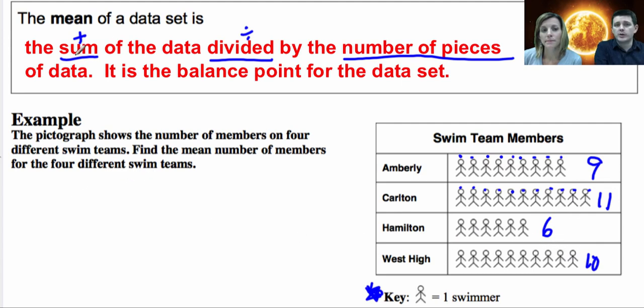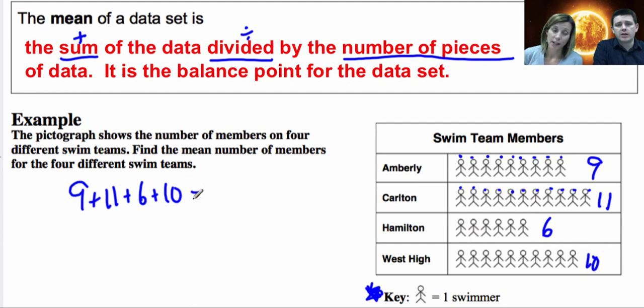Our rule up here is we're going to find the sum of the data, meaning add them all up. 9 plus 11 plus 6 plus 10. And you are allowed to use a calculator with this one. On this calculator, make sure, so we should get what, 36? Hit equals. You get 36 for the sum.